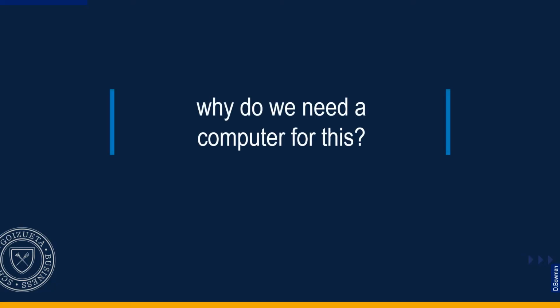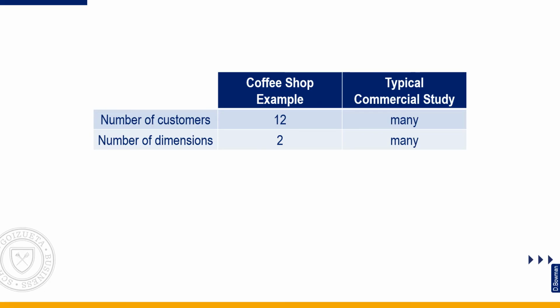Why do we need a computer for this? Computers are really good at doing repetitive numerical tasks. In the coffee shop example, we considered 12 customers. A commercial application might have data from a few hundred customers. With 12 customers, there are 66 pairwise distances to calculate in the first step of a hierarchical clustering. With 200 customers, the number is almost 20,000, clearly something you can't really do by hand.